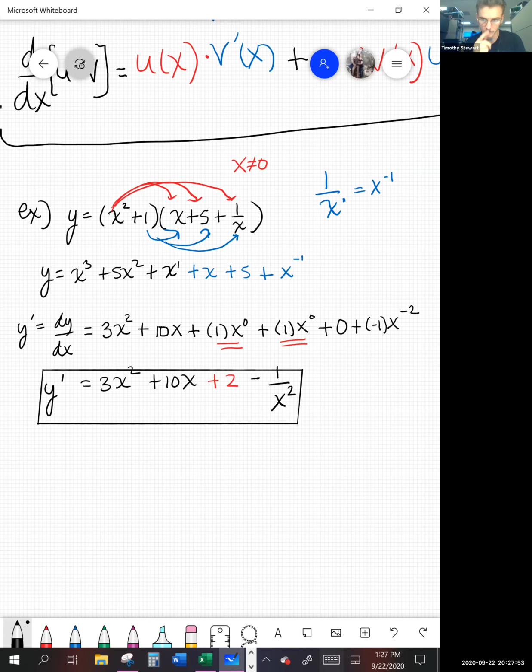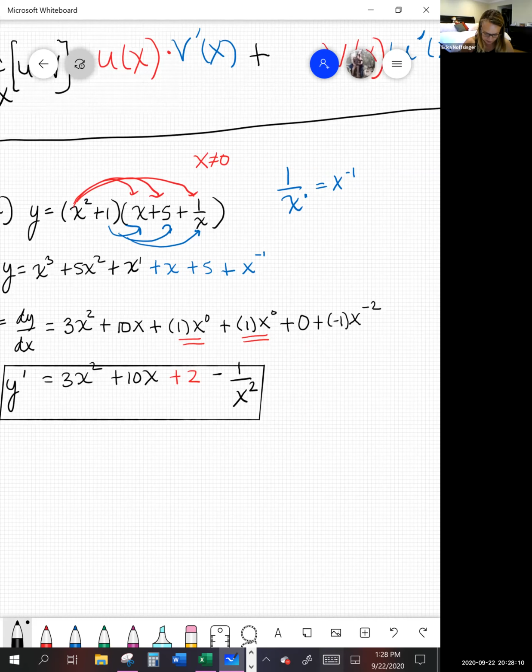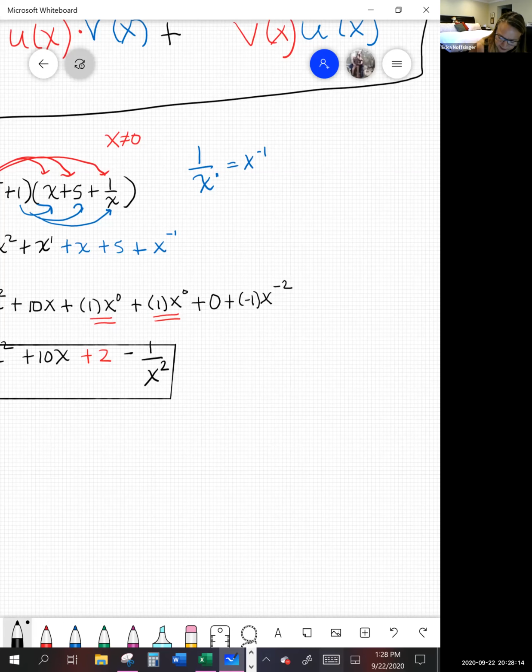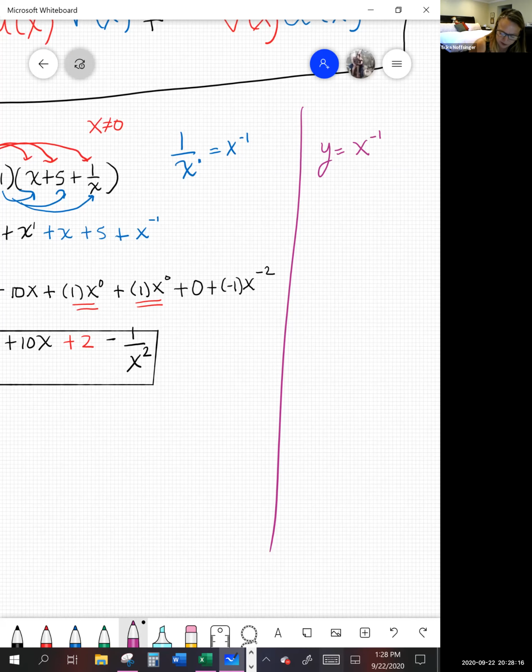Okay, you might have thought, I have a question on that. Yeah. So how did you do that last part with the exponent, taking the derivative of the x to the negative 1 power? Okay, perfect. So let's look at just that piece. So let's say we have y is equal to x to the negative 1 power. Do you understand how we got that from 1 over x?